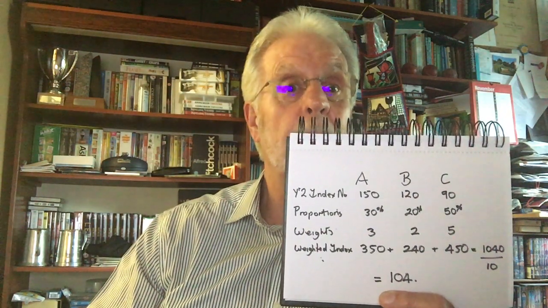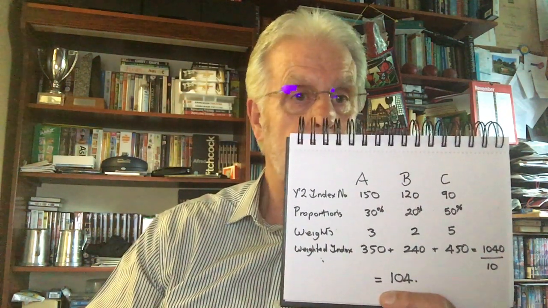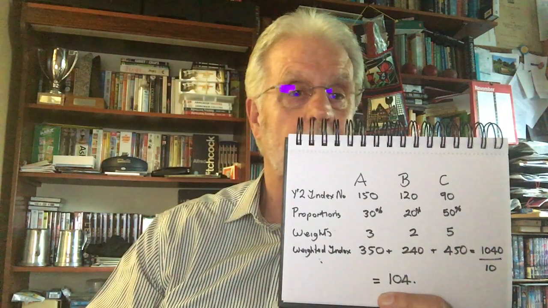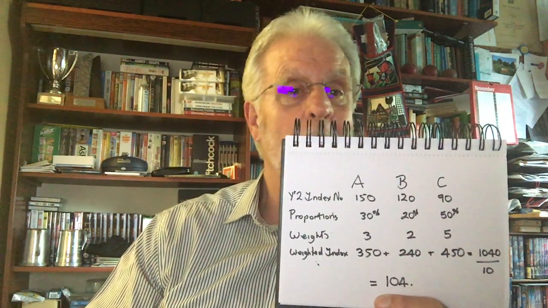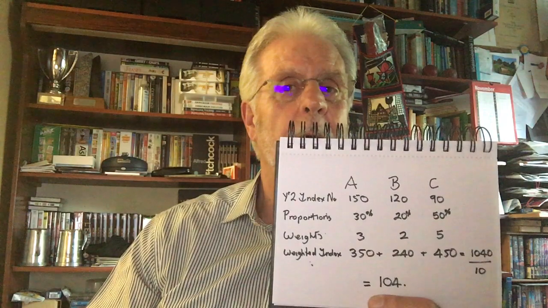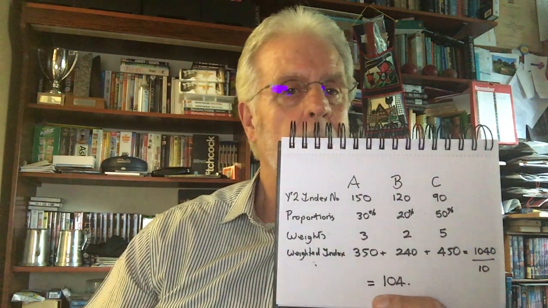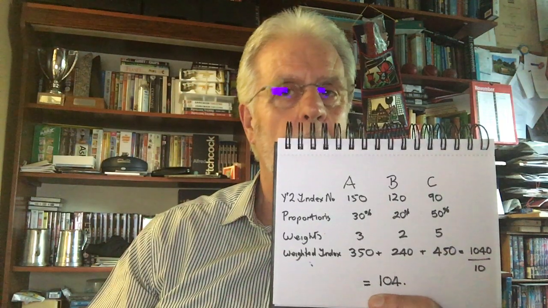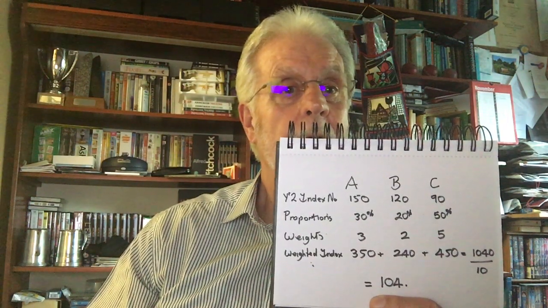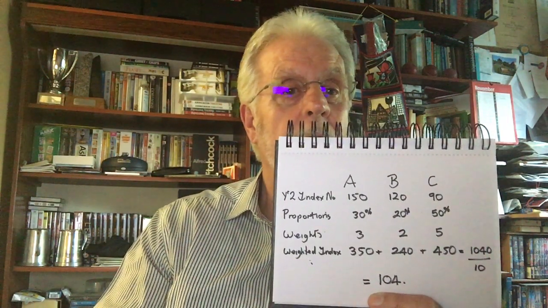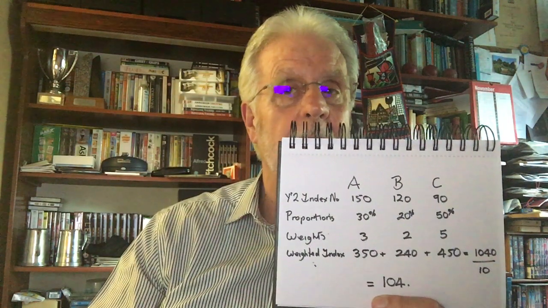So I've allocated 10, I divide by 10. If I'd allocated 100, I'd divide by 100. If I'd allocated 1,000, I'd divide by 1,000. Doesn't matter, you just always divide by the number of weights, not the number of products. And when I do that, the answer is 104. Now that actually means that these three products have risen on average by 4%, not 20%.